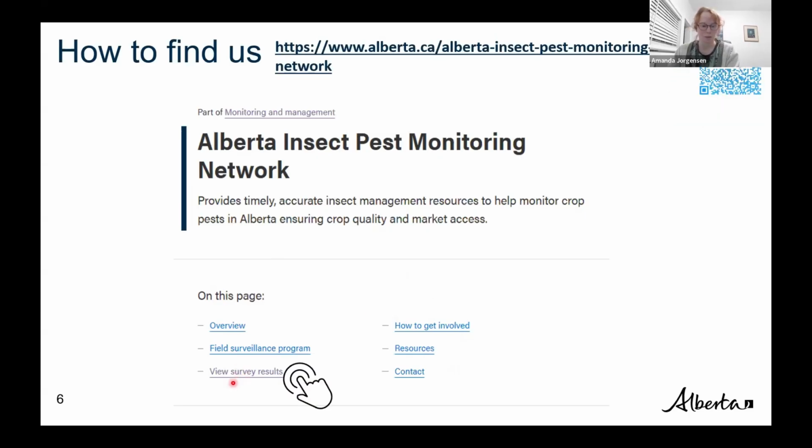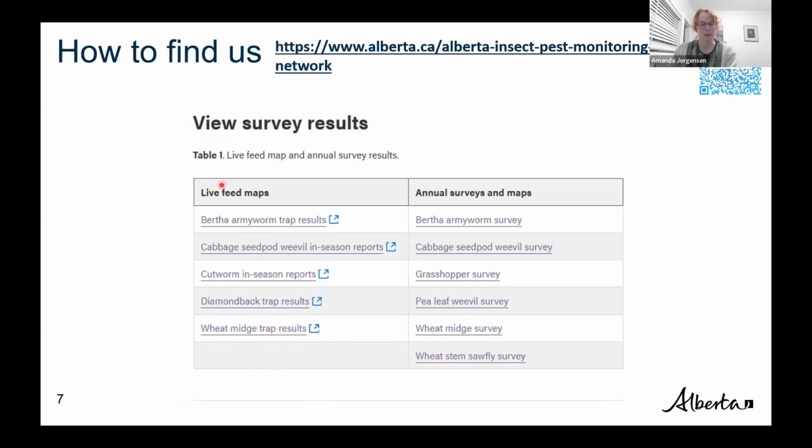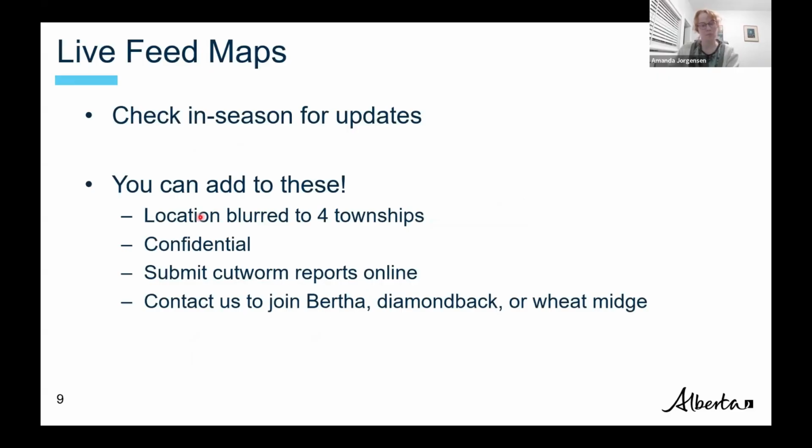So if we click those survey results, that drops us down on the web page to a table here where we have our live feed maps on the left and the annual survey results on the right. So first we'll go through all of the live feed maps and what you'd see when you follow through those links. So these provide in-season updates as that monitoring is happening, as opposed to a published map that comes out at the end of the year.